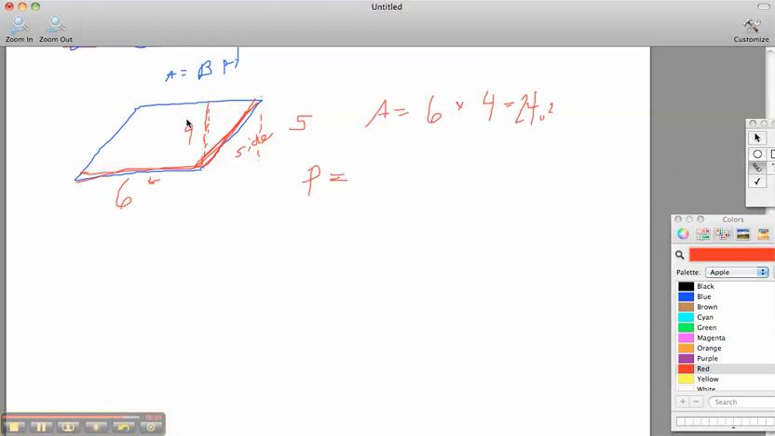Now remember, perimeter is the distance around the outside of the figure, as if you were walking around the outside of the figure, like a track. So that's going to be 6 plus 5 plus 6 plus 5, which is 22 units. Okay, and that's it. 6 plus 5 plus 6 plus 5, 22 units. And that's the perimeter. And that's how you do area and perimeters of parallelograms.